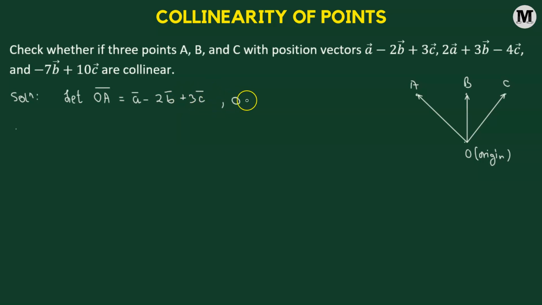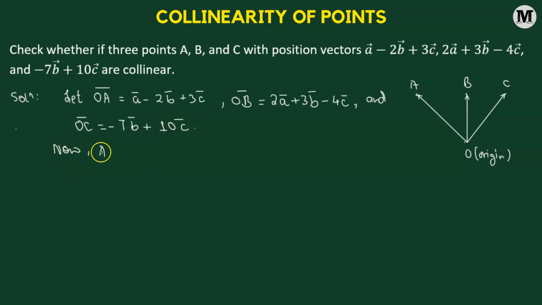Then we have OB vector. OB vector will be defined by 2A vector plus 3B vector minus 4C vector. And then we have the position vector of point C, which is going to be defined by OC vector equals negative 7B vector plus 10C vector. Fine. Now, what we'll do, we'll try to find out the vector AB.